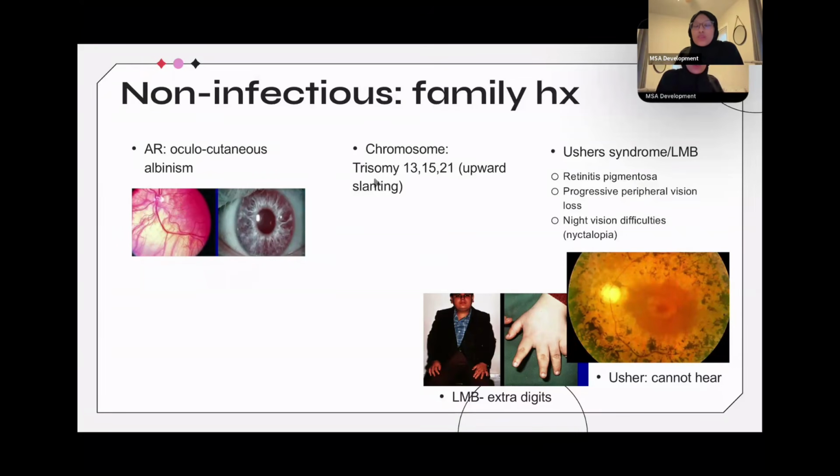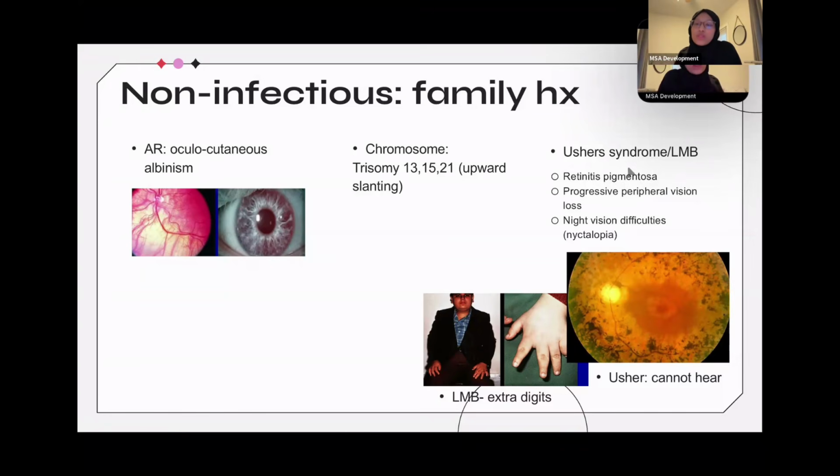Other chromosome abnormalities like 13, 15, 21 can cause eye problems. Again, Down syndrome can cause upward slanting of the eyes because of the epicanthal folds, if you remember. Other syndromes are Usher syndrome and LMB. LMB is a fancy name, I don't know how to pronounce it, it's in the notes. But basically, both of these can cause retinitis pigmentosa, from the name, pigments around the retina. Pigment, dark spots all around the retina, is retinitis pigmentosa. They can cause vision loss.